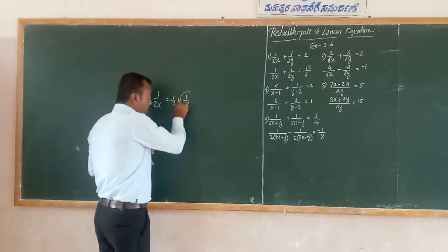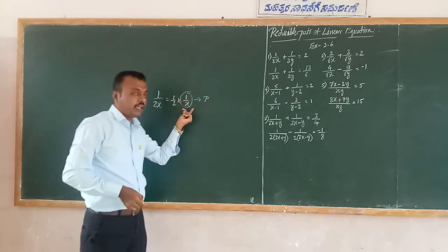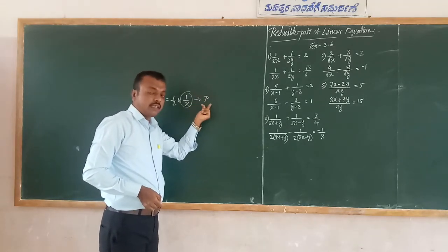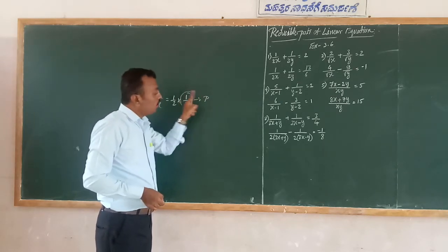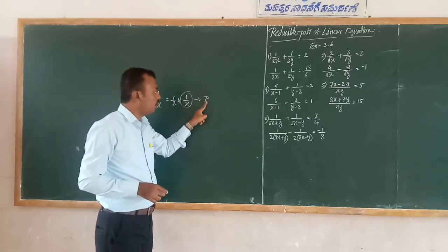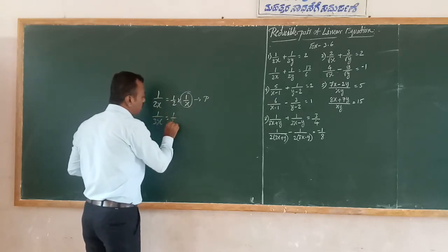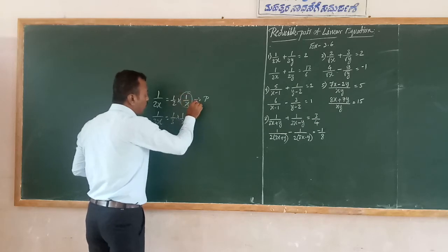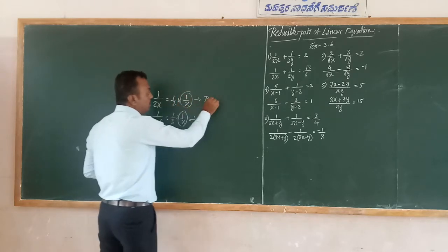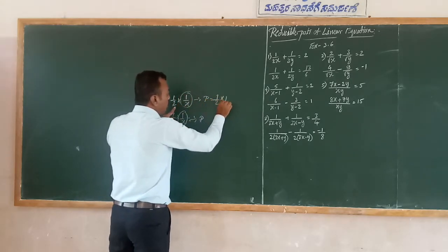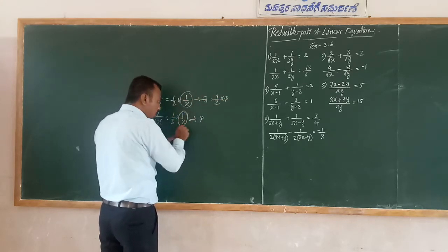This 1 by x, we have to take as one variable, called p. You can take any variable, p or q or a, except x. So 1 by 3x can be written as 1 by 3 into 1 by x, and 1 by x is also taken as p. Therefore 1 by 2 into 1 by x becomes 1 by 2 into p. Understood? This is called p, and this is also called p.